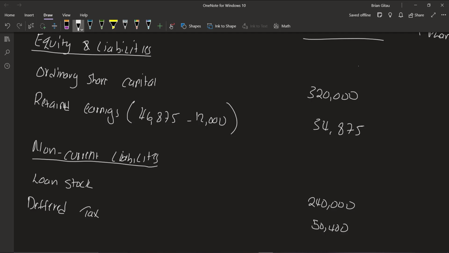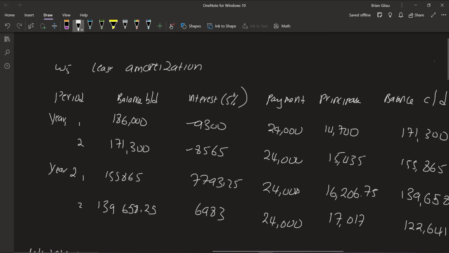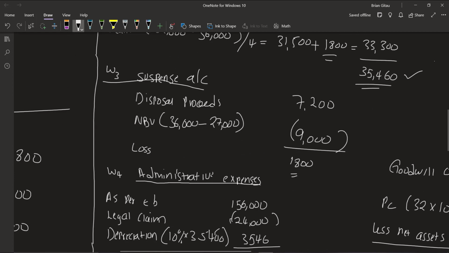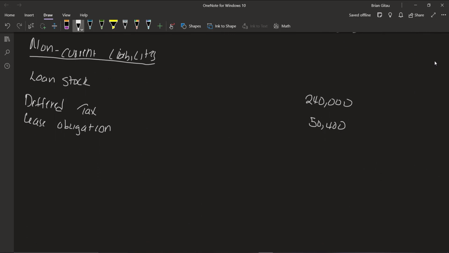We also have lease obligation. Now the lease obligation, I want us to go back to the amortization schedule. Here is our amortization schedule. We have the non-current figure and the current figure. The non-current figure will extend for a period of more than 1 year. Now the balance for the next period is 122,641. This will be our non-current liability. So the lease obligation as our non-current figure will be 122,641. I don't think there's anything else.